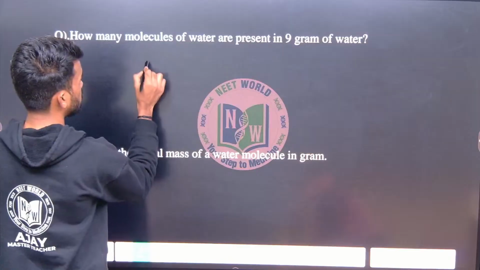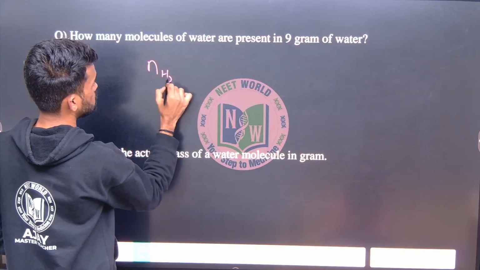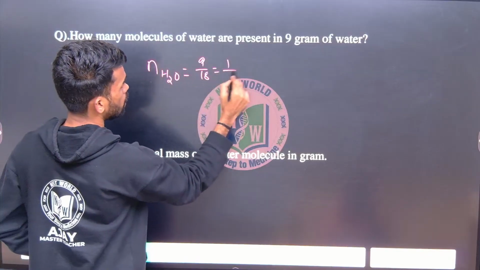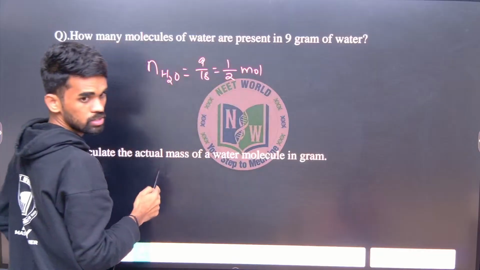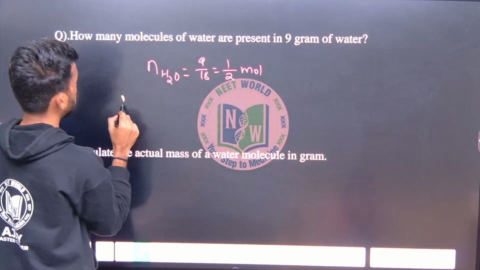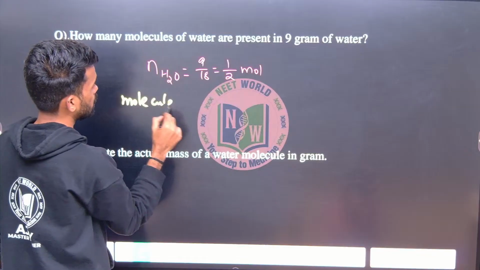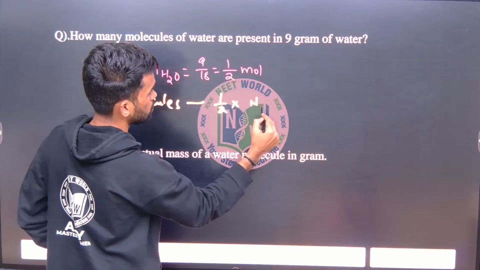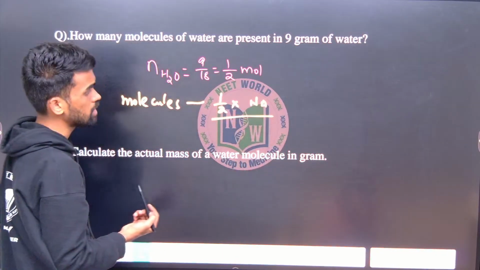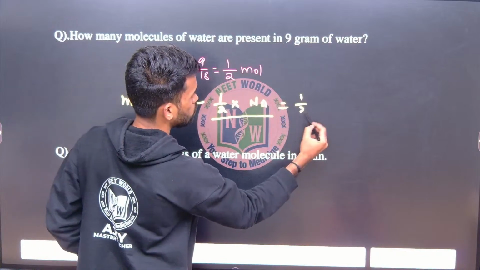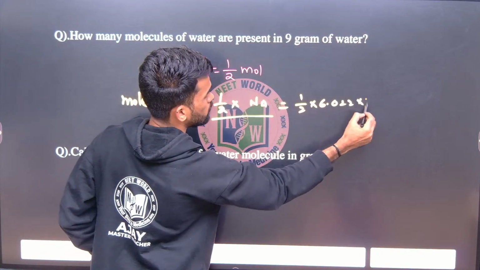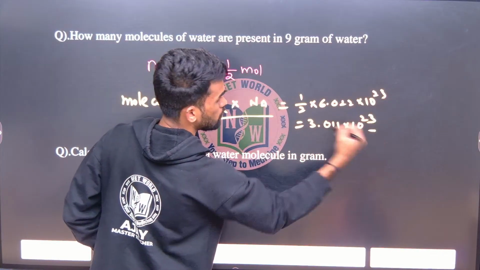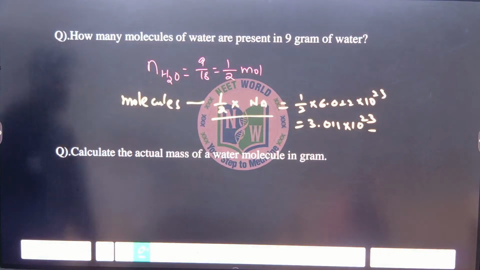Okay, so how did we get this? Number of moles of water first. 9 by 18, so half a mole. They are asking for the number of molecules. In 1 mole it will be Na, so in half a mole, half into Na. Na by 2. Or you can say 1 by 2 into 6.022 into 10 power 23, which means 3.011 into 10 power 23 molecules are there. Okay. Next, tell me for this.